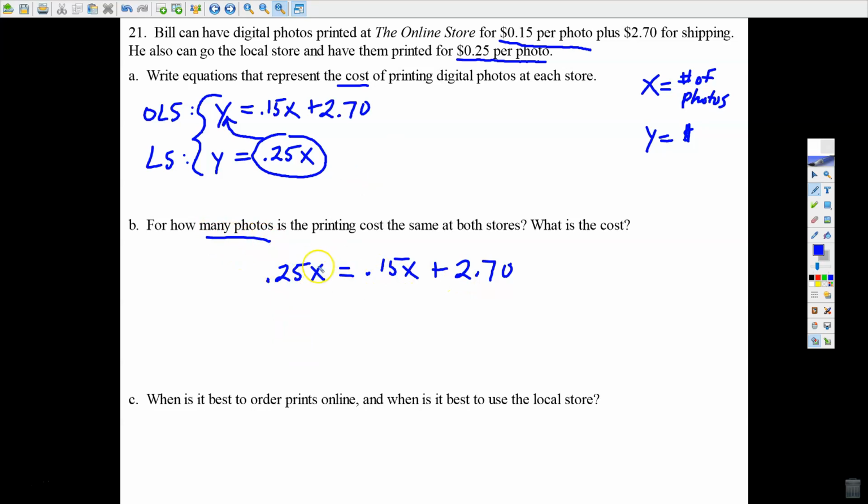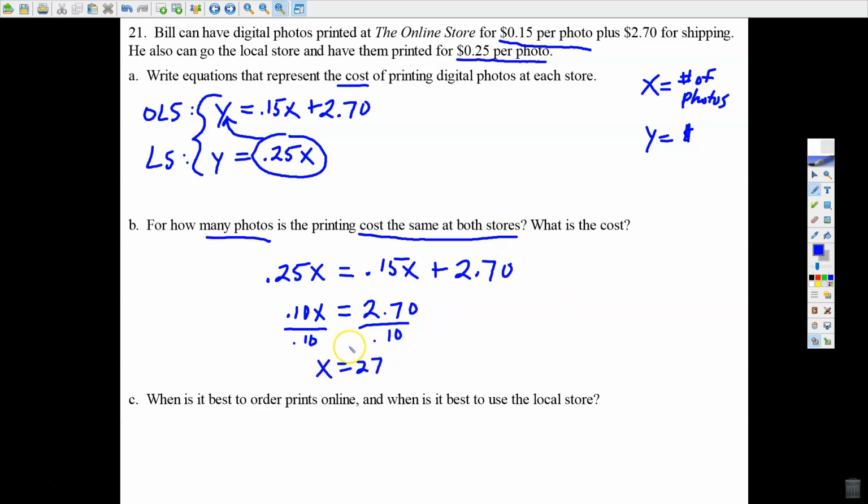So the goal is to find x. X represents the number of photos, and that's what this question wants to know. I've let these equal each other, and that's going to give me how many photos will make the cost the same at both stores. All right, so let's subtract 0.15x to get x on one side only. So 0.10x is 2.70. And then if I divide by 0.10 to get x by itself, I get x is 27.